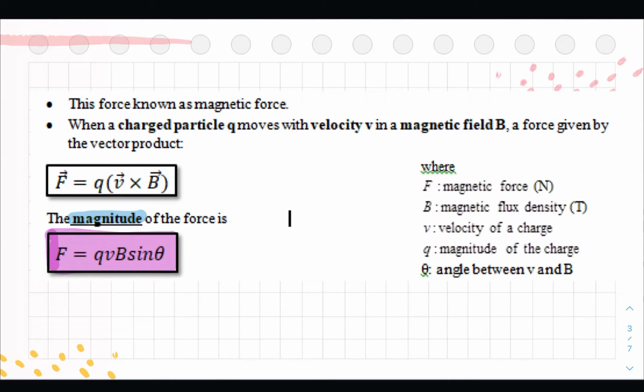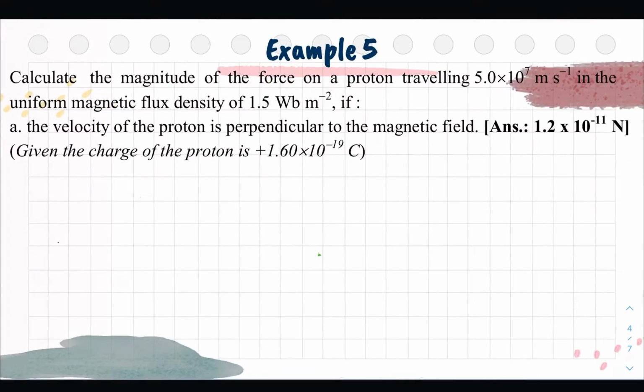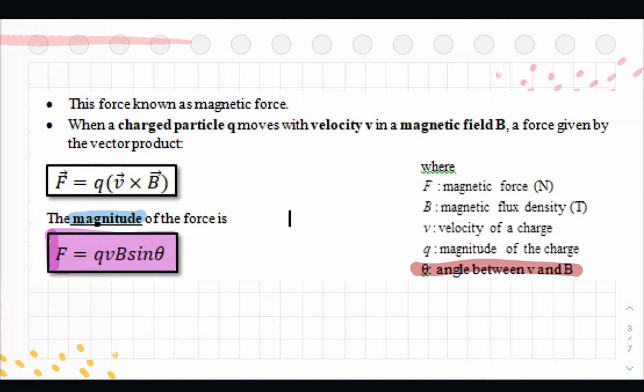Elektron pun sama, dia constant 1.6 exponent negative 19. Okay, so V ialah the velocity of the charge, B magnetic field kita ataupun magnetic flux density, sin theta. So theta ni apa? Theta is the angle between V and B. This is the most important thing. So theta ini ialah angle antara velocity dengan magnetic field. Okay. So this is how you find the magnitude.